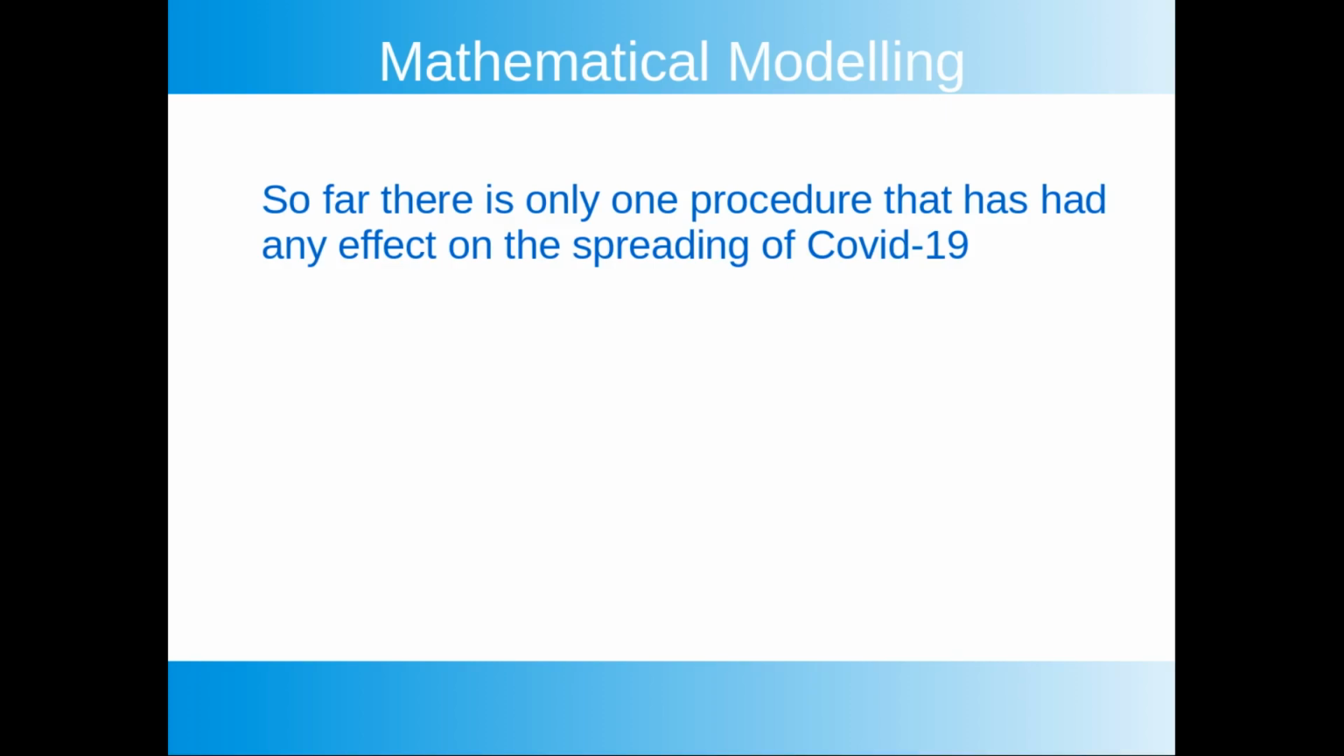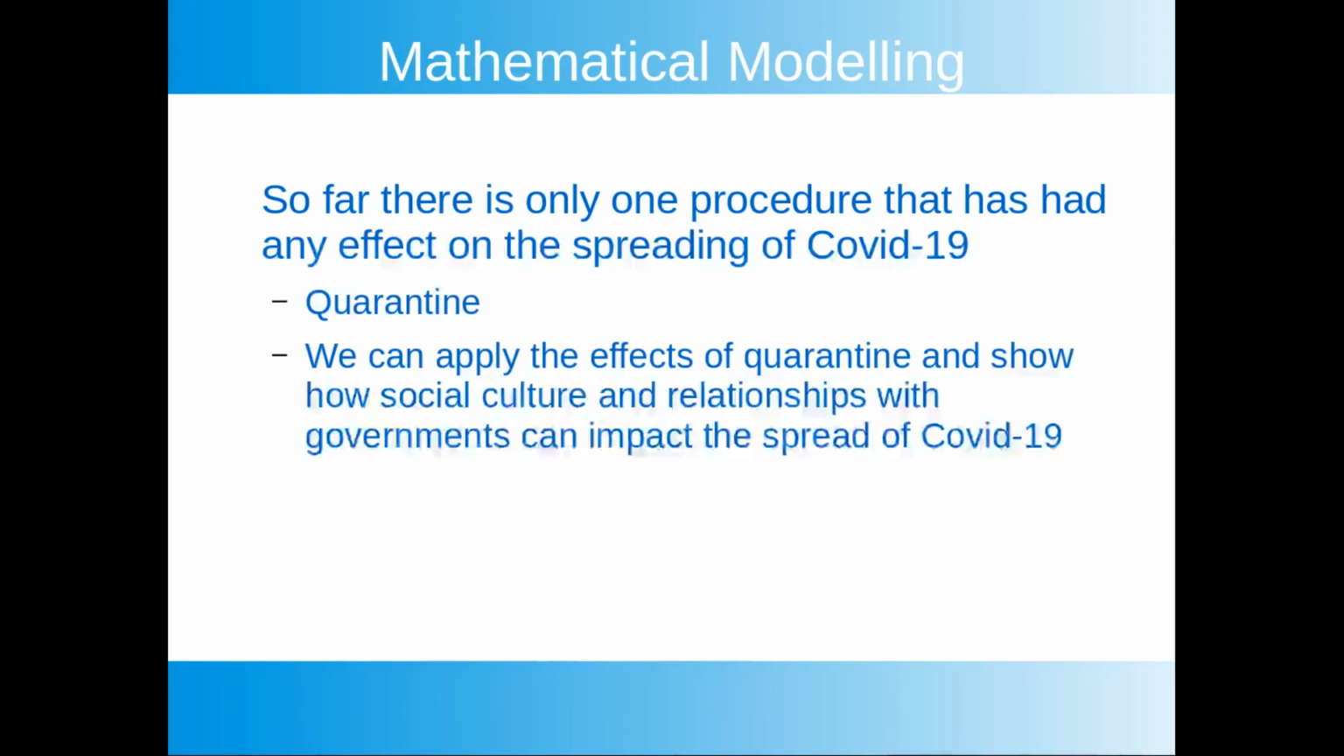So far, there is only one procedure that has had any effect whatsoever on the spreading of COVID-19, and that happens to be quarantine. We can apply the effects of quarantine and show how culture, social culture, and relationships with governments can impact the spread of COVID-19.